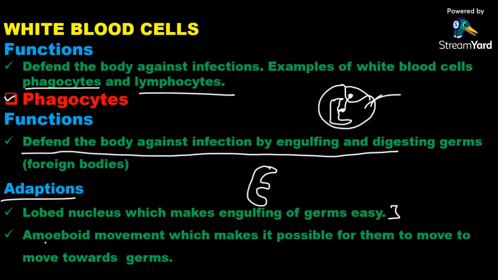What is the other adaptation? Amoeboid movement, which makes it possible for them to move from one position to another. They move the way amoebas move. I guess you would have to check on how amoebas move. That is how they are able to move, and this makes it easy for them to move from one place to the place where they need to defend or to digest the foreign materials.